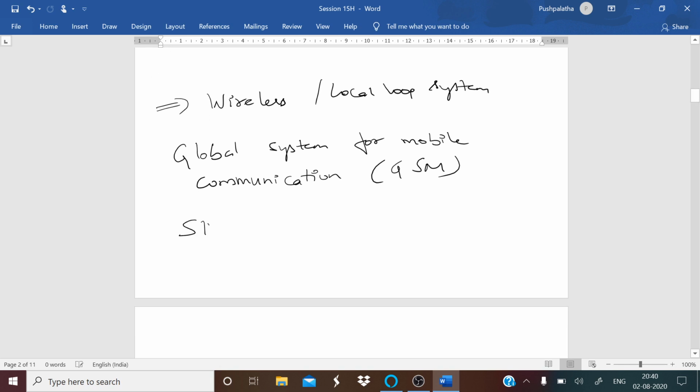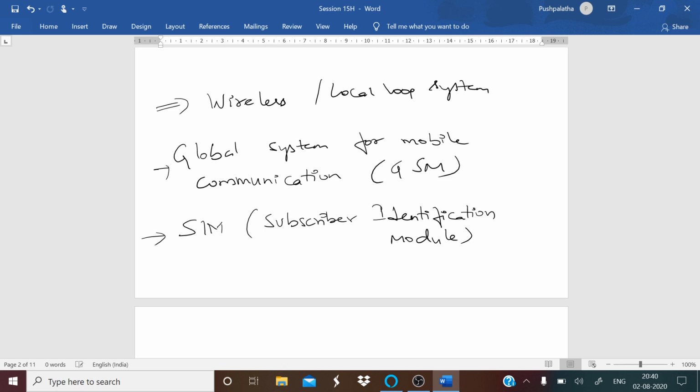We have your SIM. You already know what SIM means. SIM means subscriber identification module, also known as subscriber identity module. It is an integrated circuit that stores the international mobile subscriber identity.